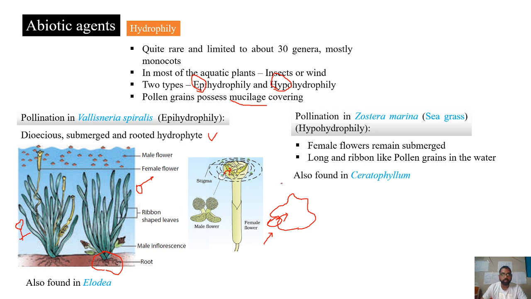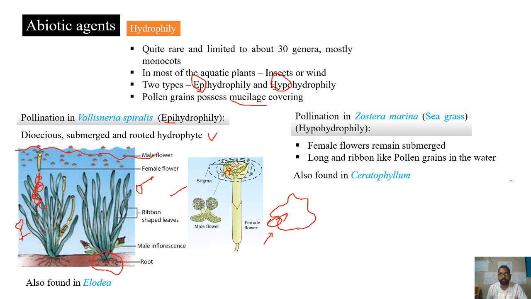Once the pollination is completed, this long stalk which is present here will be coiled. Therefore, the female flower will be withdrawn into the water. That is, before fertilization, it will be floating on the surface of water. After the fertilization, it will be withdrawn into the water. So the remaining development will be in the submerged state only. That's how the pollination in the Vallisneria happens. That's why this is called epihydrophily, because the pollination is taking place on the surface of the water.